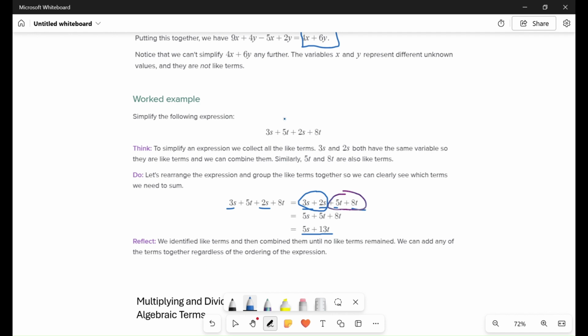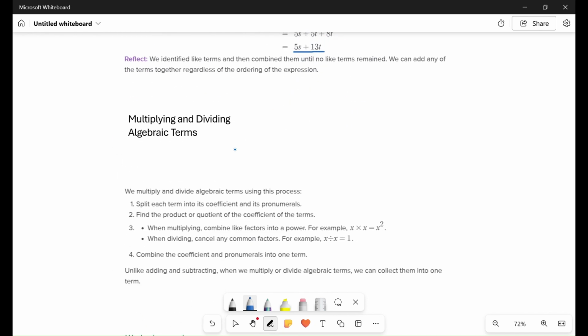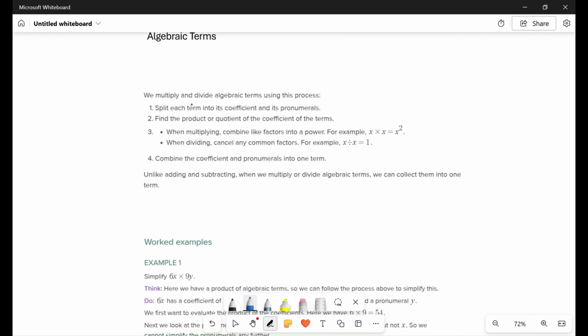And that's it for addition and subtraction. Now we'll go to multiplying and dividing algebraic terms. We multiply and divide algebraic terms using this process. First we split each term into its coefficient and its pronumerals. Then find the product or quotient of the coefficients of the terms. I'll explain. When multiplying, combine like factors into a power.